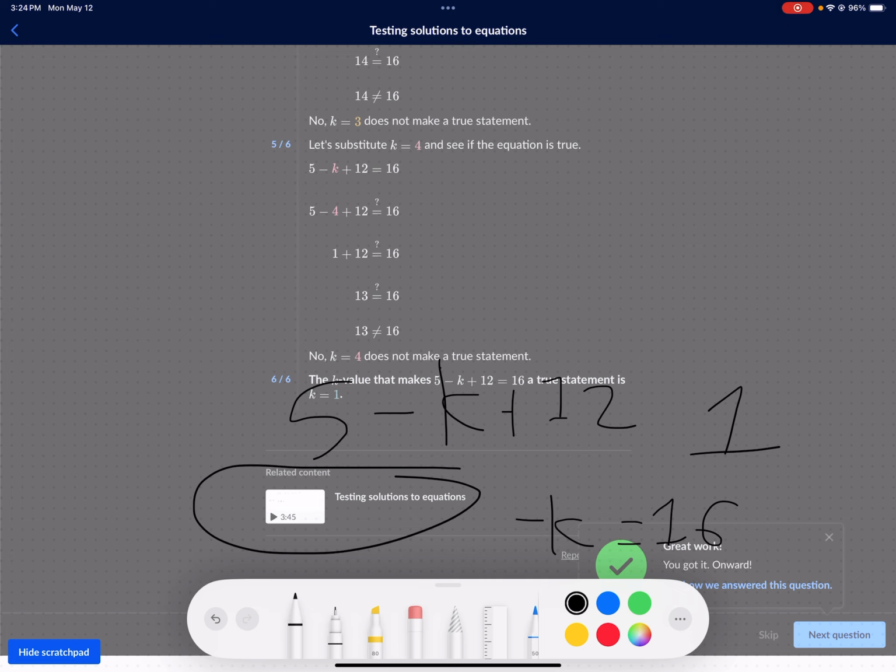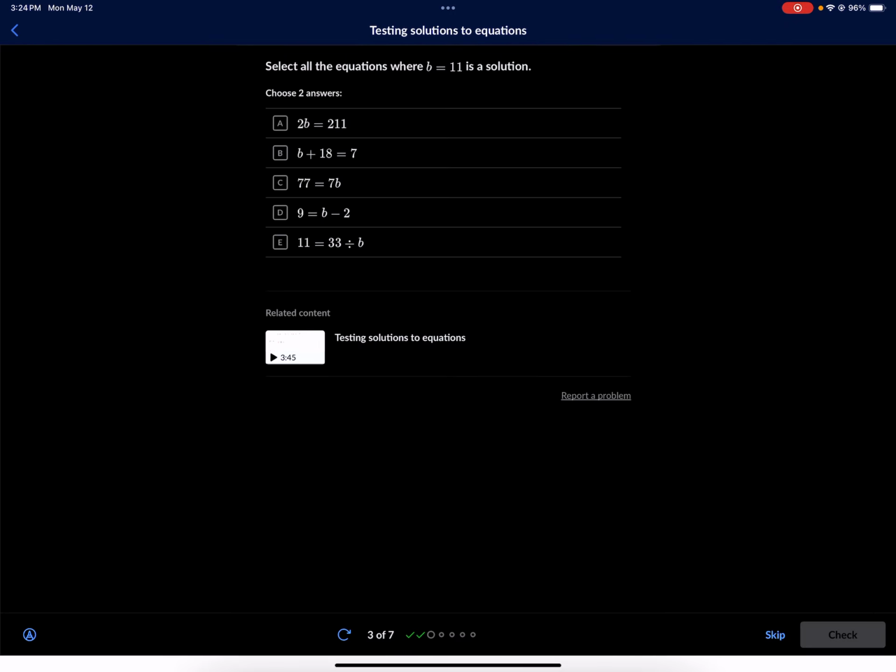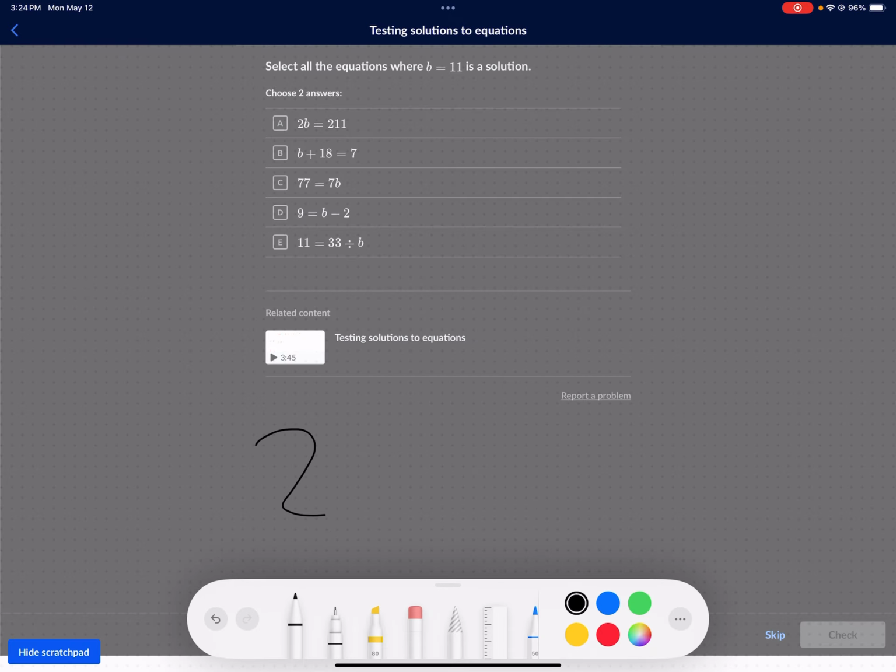Okay, select all the equations where b equals 11 is the solution. So let's go rapid fire. We have 2 times 11. That is equal to 22. That's not equal to 11, so it's not A. b plus 18 is 7. Well, 11 plus 18, that's obviously not 7.